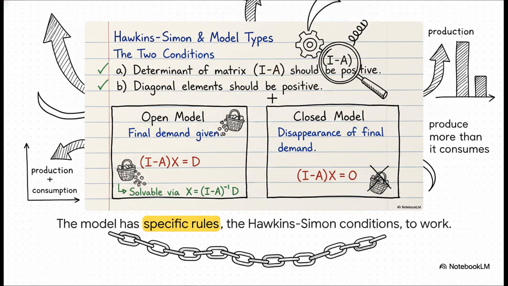And just like our derivative tool, this model has its own set of rules to make sure it gives us sensible answers. These are called the Hawkins-Simon conditions, and they're basically a reality check. They run a test to confirm that the economy we've described is actually viable, that it can produce more than it consumes, which is kind of important.